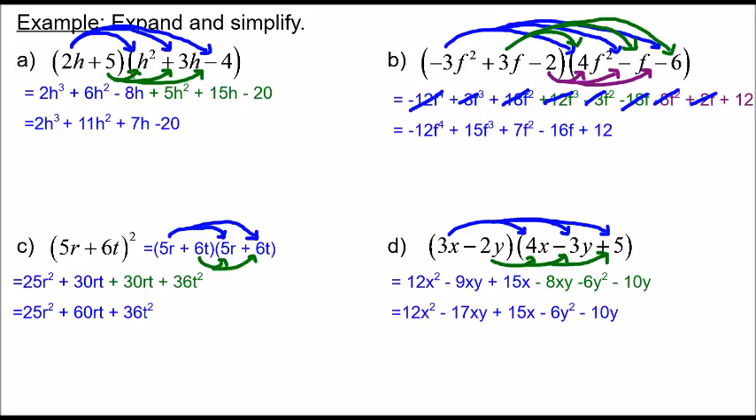So I've gone ahead and completed the question here. If you were not able to get the right answer, what I did was I took my 3x and I multiplied it by each of my 3 terms, giving me this blue set of terms. Then I took my negative 2y and I multiplied by all the terms in that second set of brackets to get this green set of terms. And then I combined my like terms and I got 12x squared minus 17xy plus 15x minus 6y squared minus 10y.